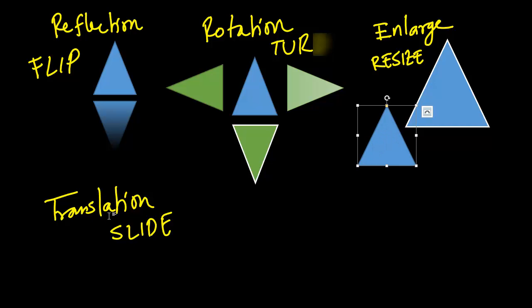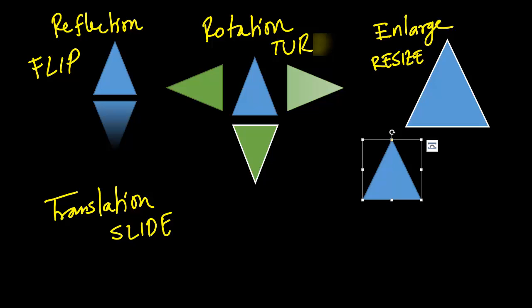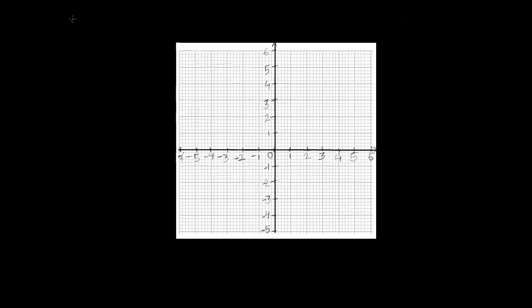Now when we talk about translation or sliding it around, we just slide it around, taking it here or there. That's all we do. So think about a triangle. We have a point over here, then a point over here, a point over here, and a point over here. So this is the triangle. Let me join it. Okay, so this is the triangle.